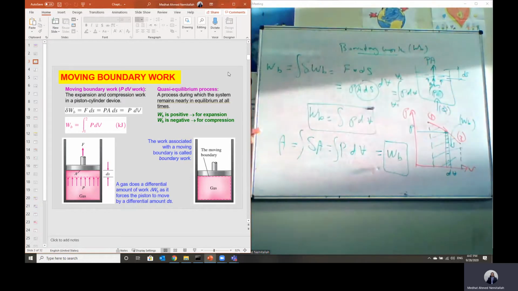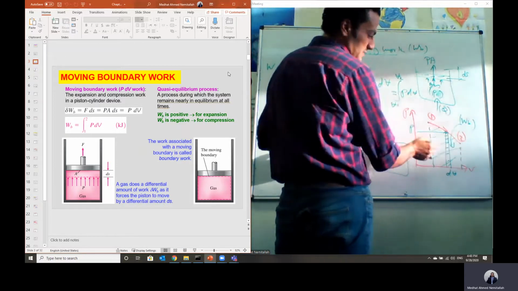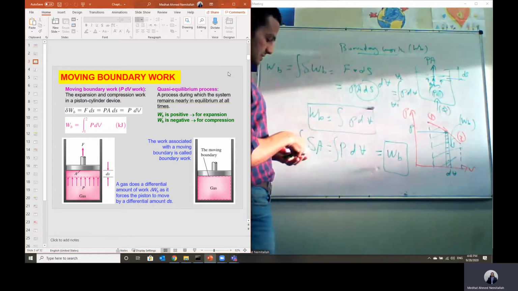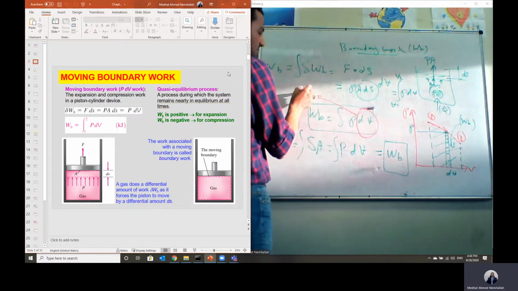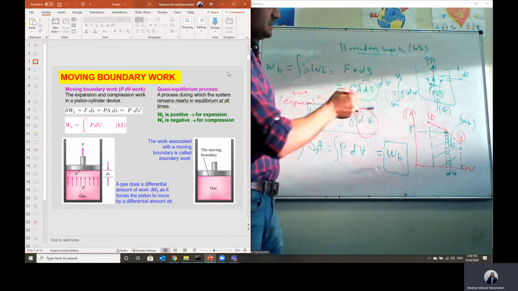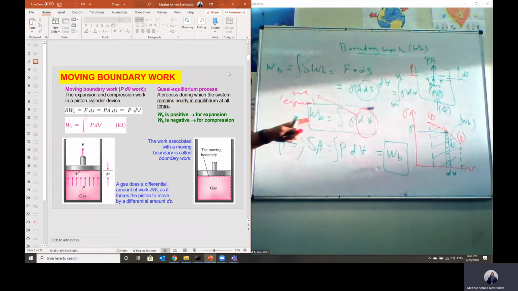Boundary work is mainly a function of delta V. This work can be expansion, when we have an increase in specific volume from state 1 up to state 2. In this case, delta V is positive. So if delta V is positive, then we have expansion. The piston will be moving out, the gases will be expanding, and delta V is positive. We call this work expansion work, and its sign is positive.